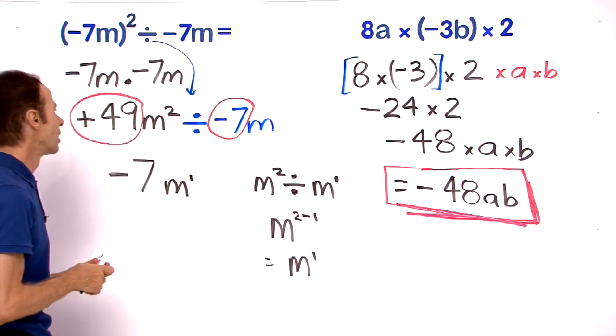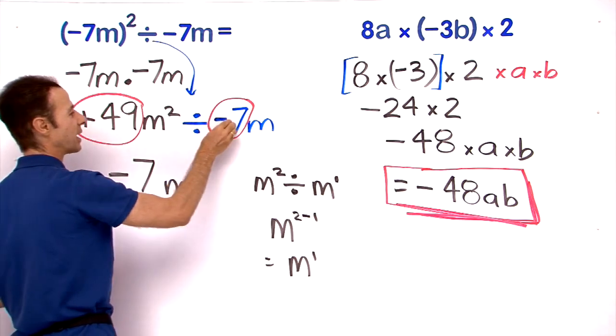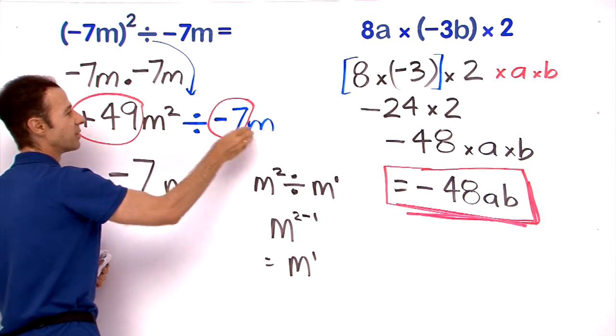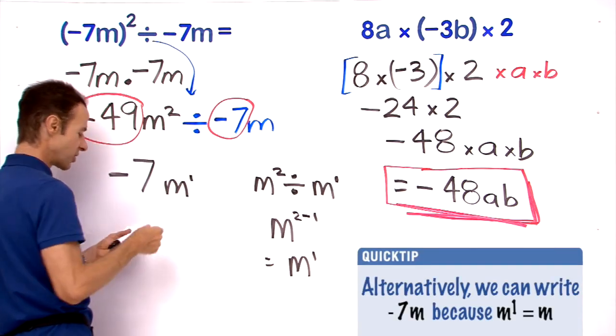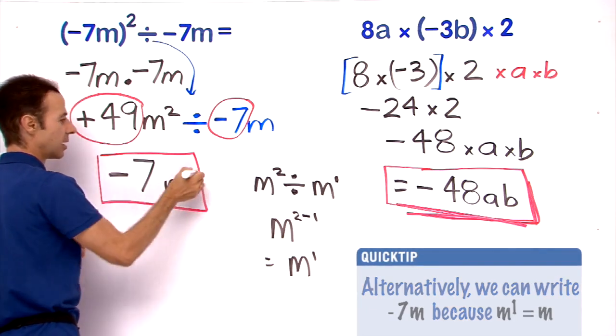So let's check it again. We have positive 49 divided by negative 7. That gives us a negative 7. M squared divided by m gives us m. So the answer is negative 7m.